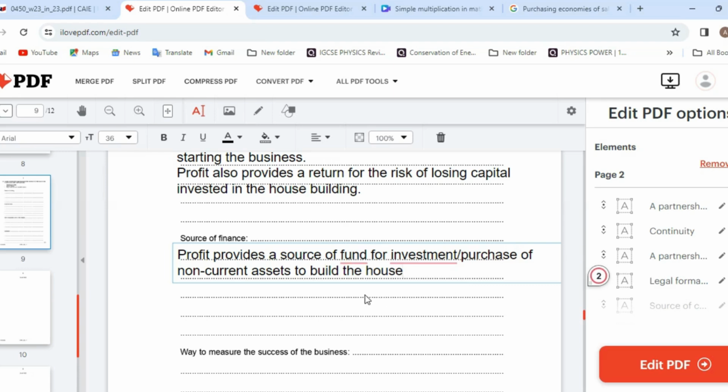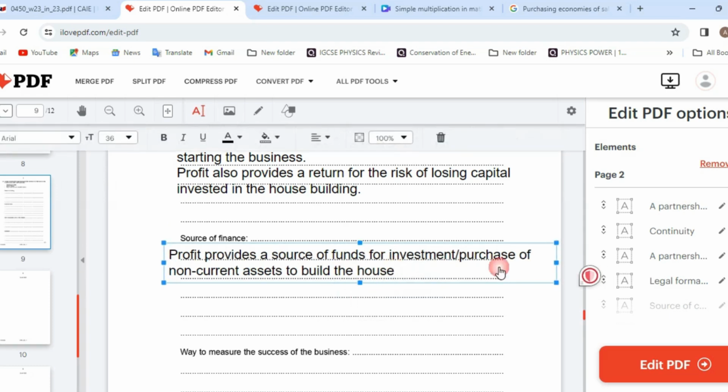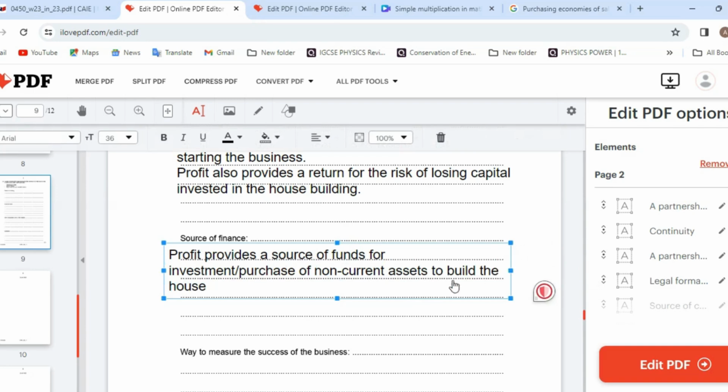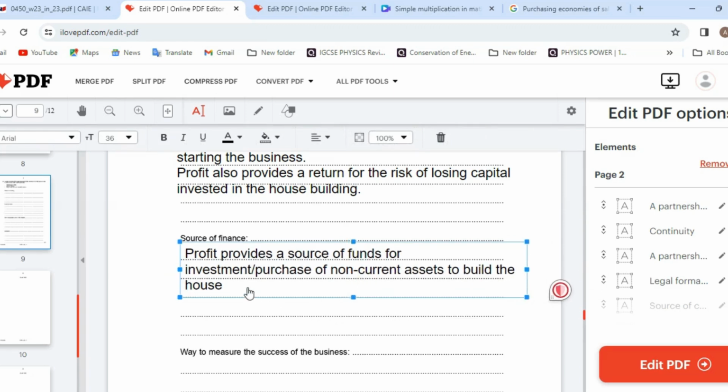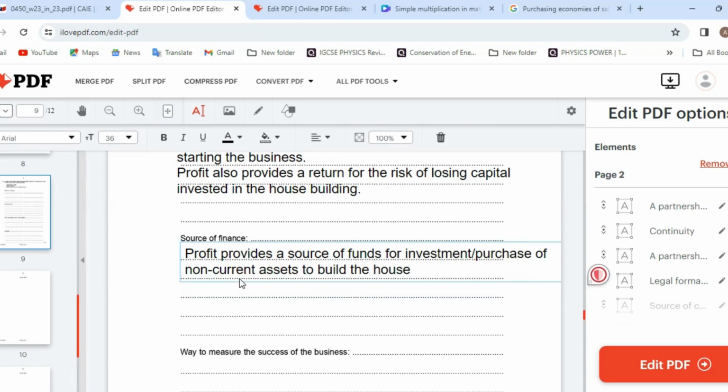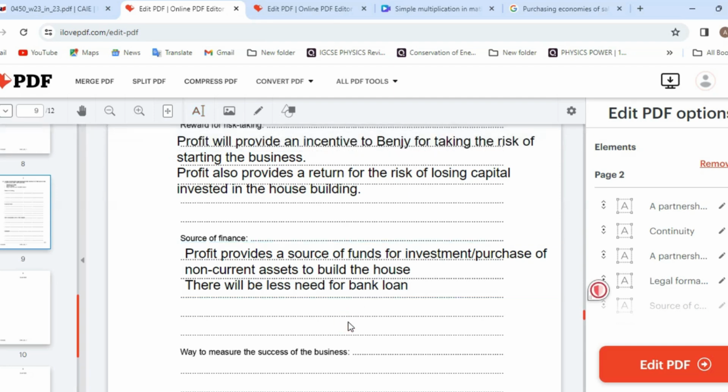There will be no interest charged on the retained profit and no repayment. There's no need to pay back. That is also the importance of profit as a source of finance. Also, there will be less need for a bank loan, since they have their profit.